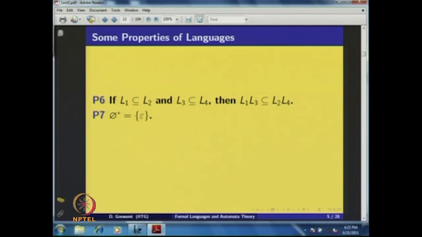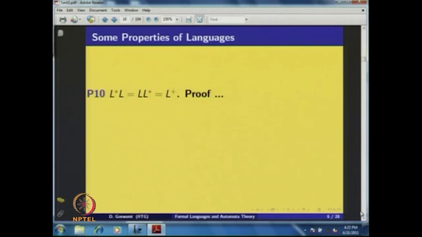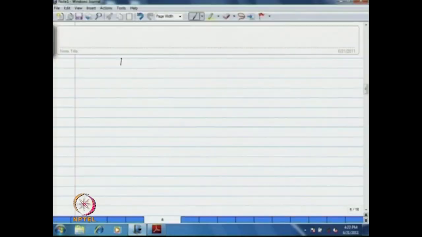Say, property 7 is phi star is the singleton epsilon. The Kleene closure of the singleton epsilon is equal to the singleton epsilon, and if epsilon belongs to L, then L star equals L plus, the positive closure. That means Kleene closure equals positive closure if epsilon belongs to L. The next property is L star L equal to L L star equal to L plus. We are going to give a proof of L L star equal to L star L equal to L plus.